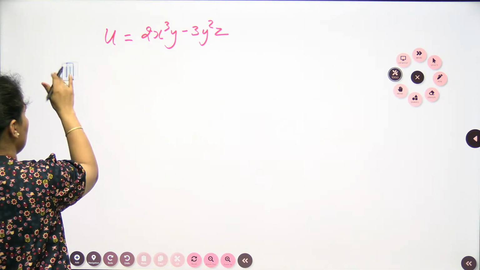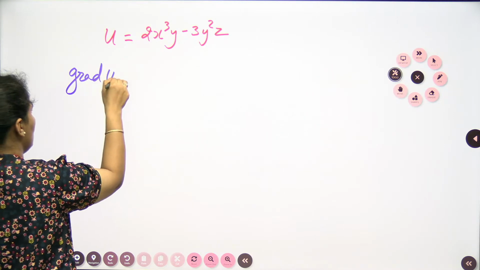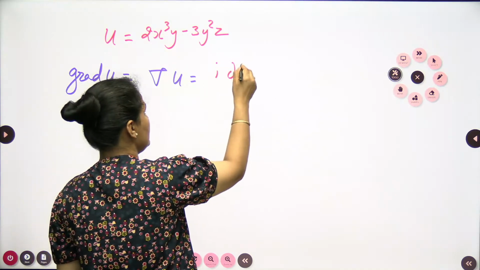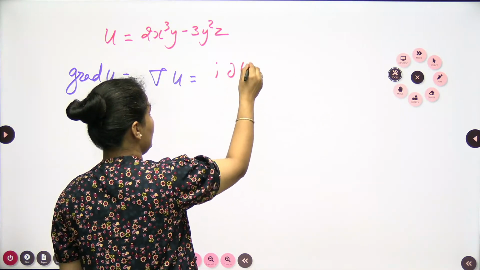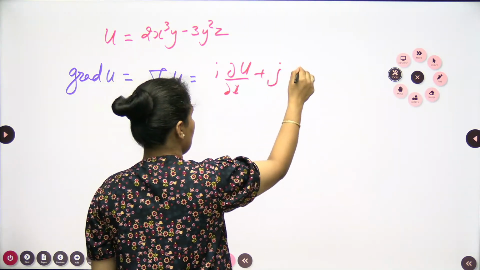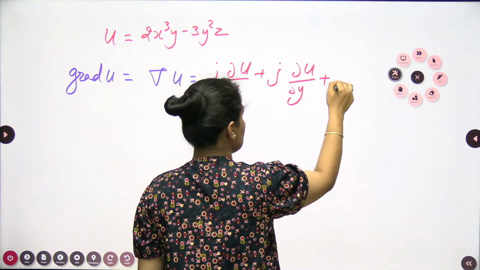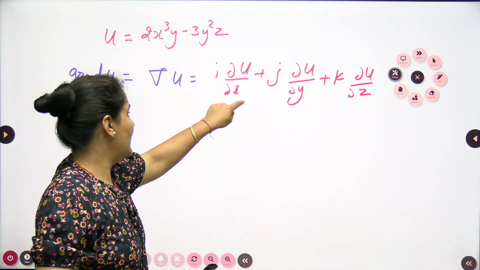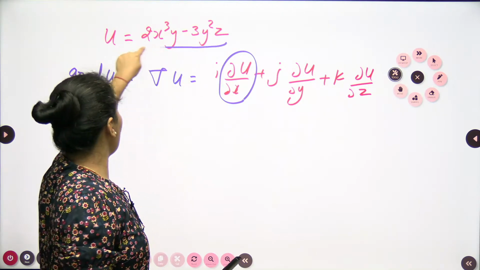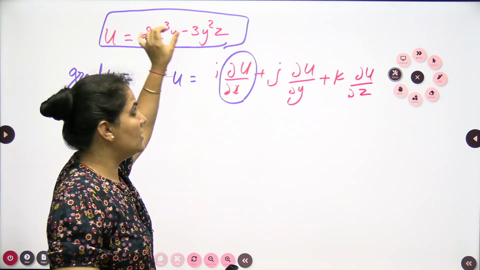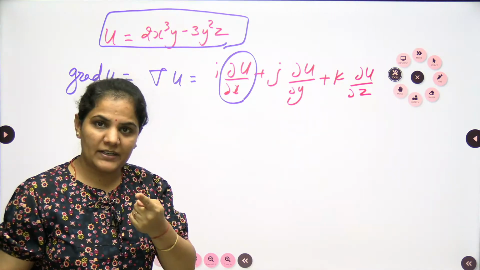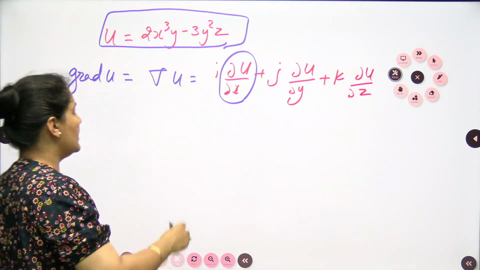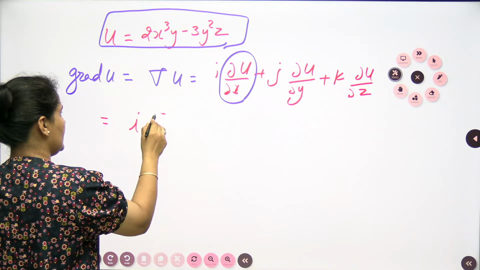So first of all I will find out the gradient of u, or you can write del u. As we know, the meaning of gradient is, if we are having a function u, i del u by del x plus j del u by del y plus k del u by del z. So I need to find out the partial differentiation of this function u with respect to x, then here with respect to y, here with respect to z, right?